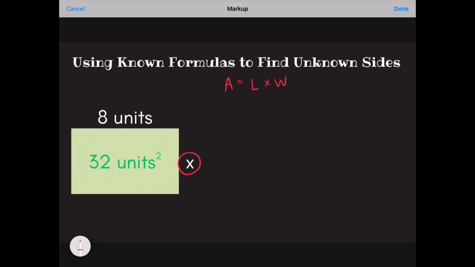Now I can just plug in what I know. The area is 32. The length is 8. The width, we still are unknown. So I just have to think to myself, 8 times what equals 32? I know that this equals 4. So x equals 4 units. This time, we were given the area of the rectangle, so we were able to use our area formula to help us find that unknown side.